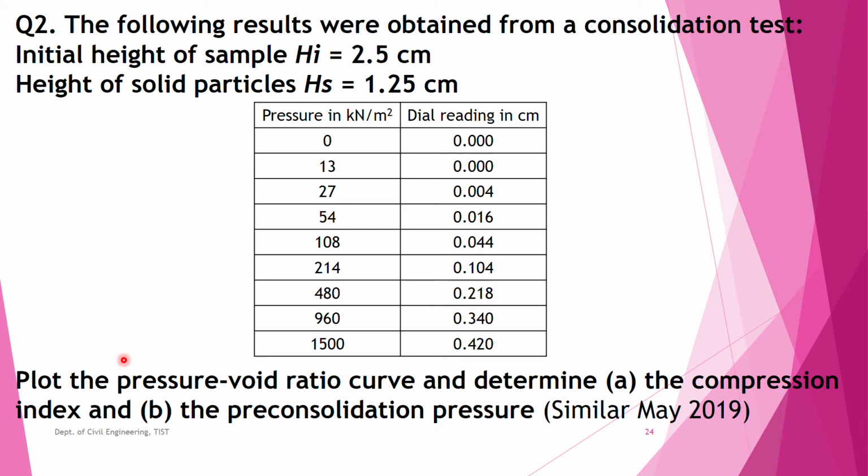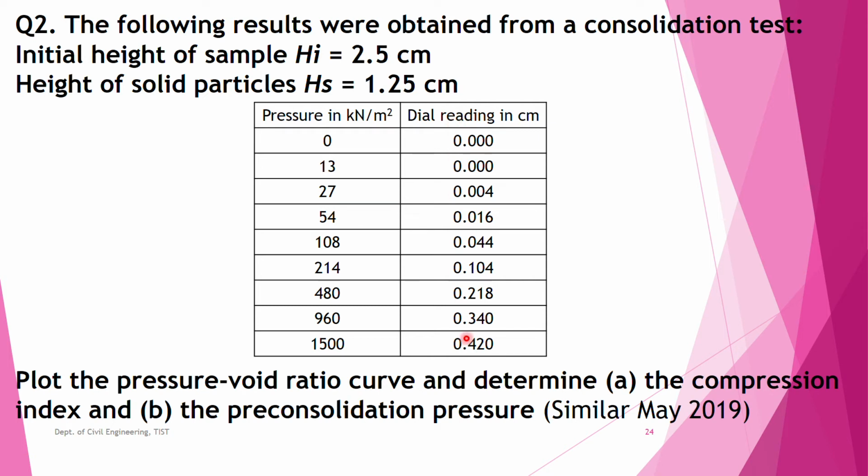Now we'll do a problem. The following results were obtained from a consolidation test. The initial height of the sample is given as HI = 2.5 centimeter. The height of the solid particles, HS, is given as 1.25 centimeter. The pressure is given, and the dial gauge reading in centimeters is also given.